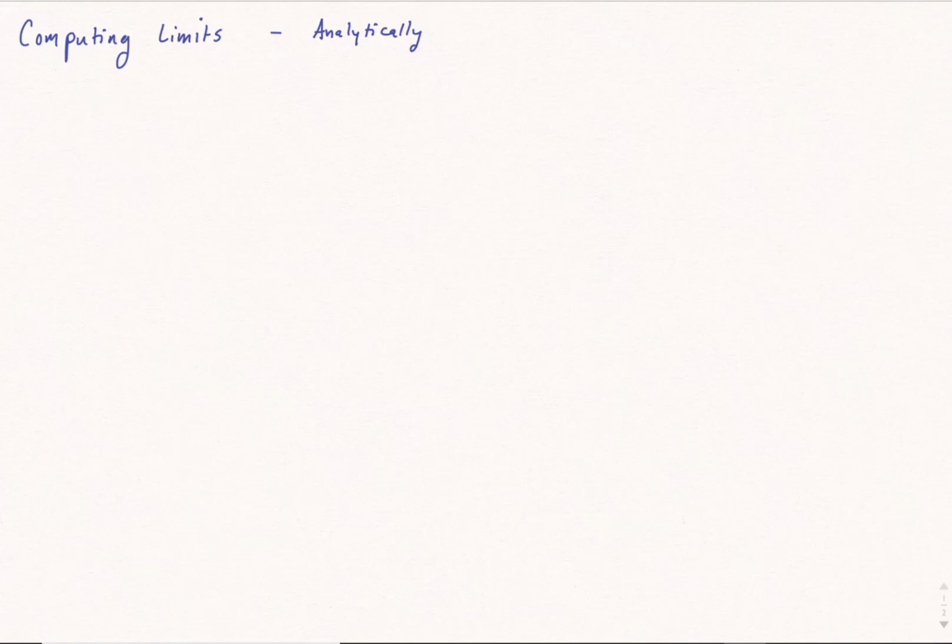We've talked about computing limits in terms of tables and graphs. Now we need to talk about computing limits analytically. To do so, we're going to need to come up with a couple of theorems. I won't be proving these theorems, at least not for the most part.